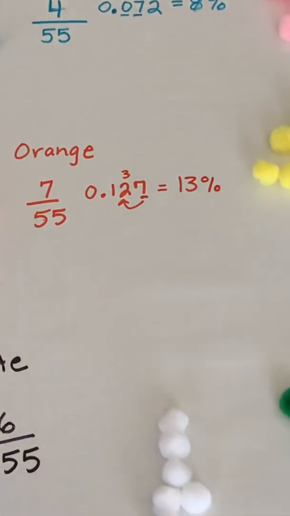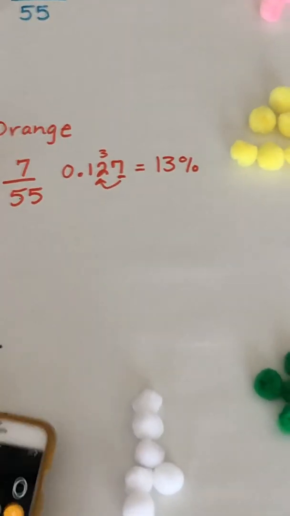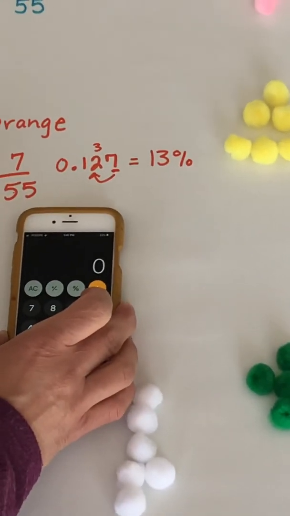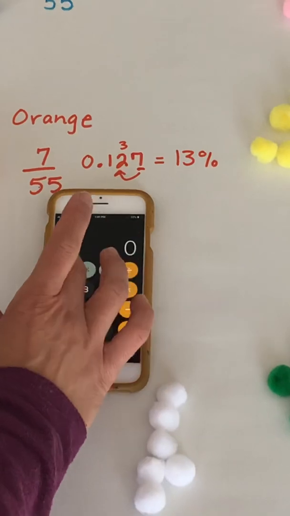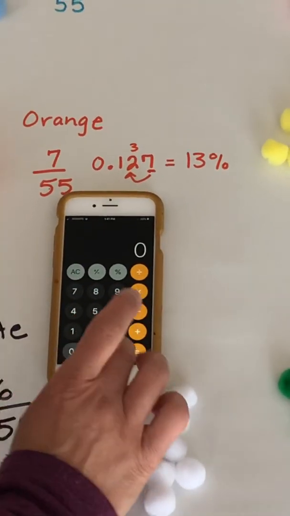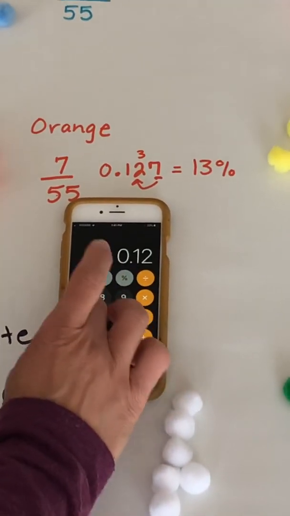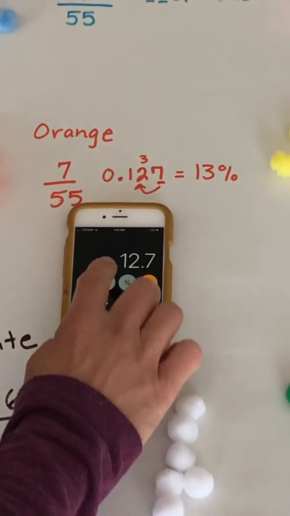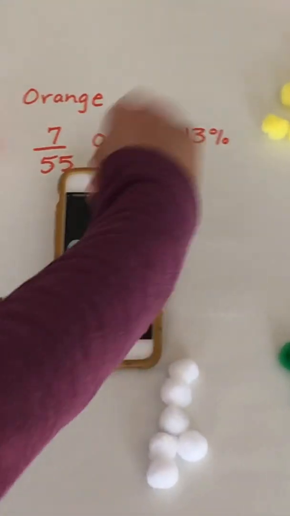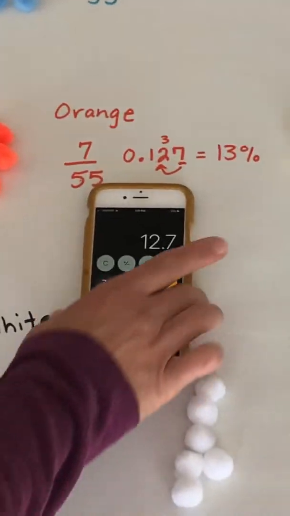Okay, white. Can't you get the same thing if you multiply it by 100? Sure, yeah, you can get the same thing if you multiply it by 100. Like Paige is saying, if we do 0.127 times 100 equals 12.7%, you bump it up to 13. So that's a really great tip.